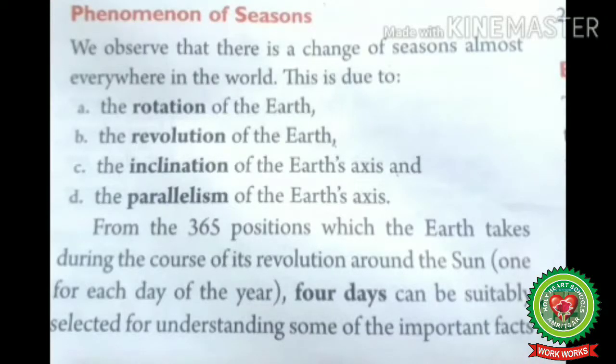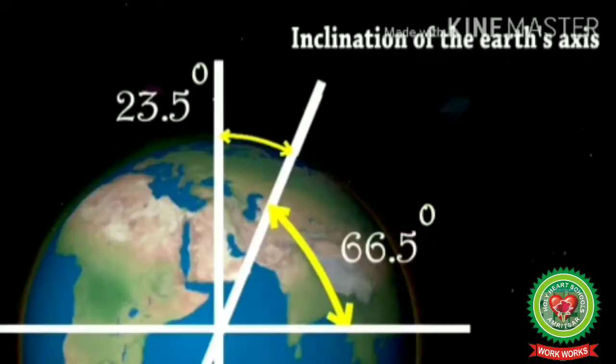Now students, please open up your chapter number 3, page number 28, topic phenomenon of seasons. But before we start today's topic, let's have a brief of this topic. As we have discussed in our earlier videos that the change of season occurs almost everywhere in the world, and this is due to the rotation of the earth, inclination of the axis, the parallelism of the axis. Parallelism of the axis means the axis always remains in the same position.